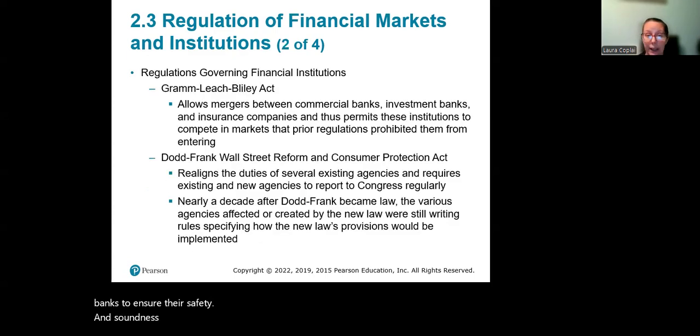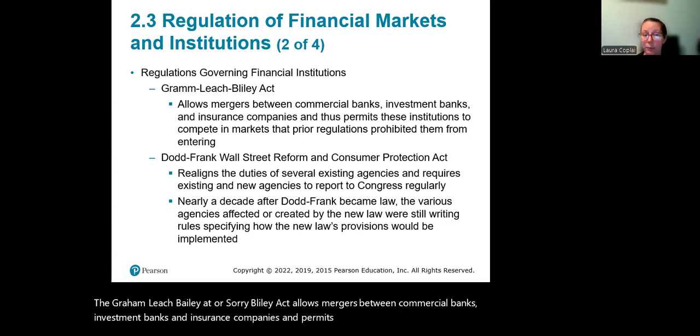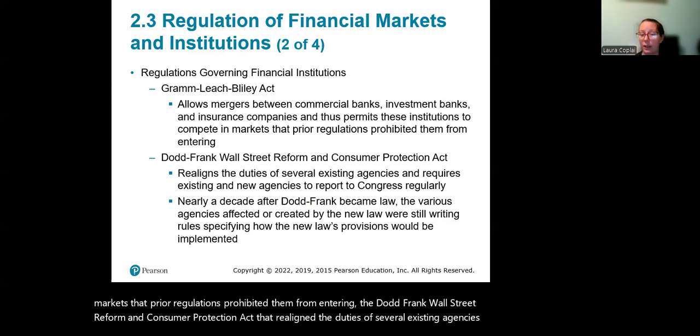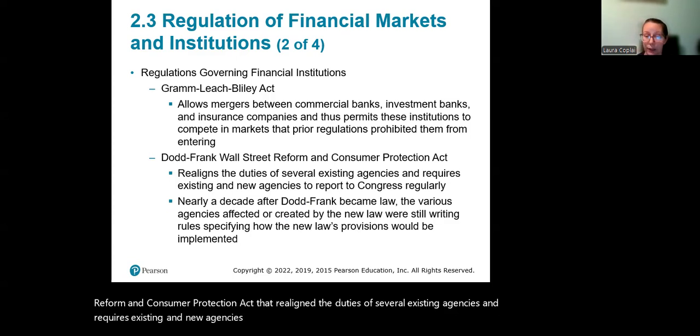The Gramm-Leach-Bliley Act allows mergers between commercial banks, investment banks, and insurance companies and permits those institutions to compete in markets that prior regulations prohibited them from entering. The Dodd-Frank Wall Street Reform and Consumer Protection Act realigned the duties of several existing agencies and requires existing and new agencies to report to Congress regularly.